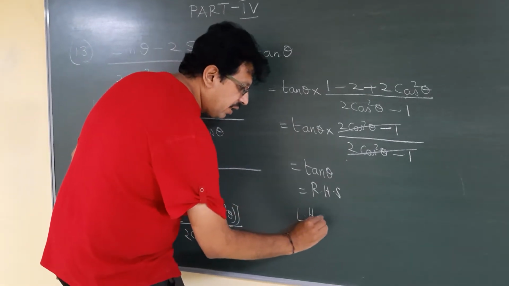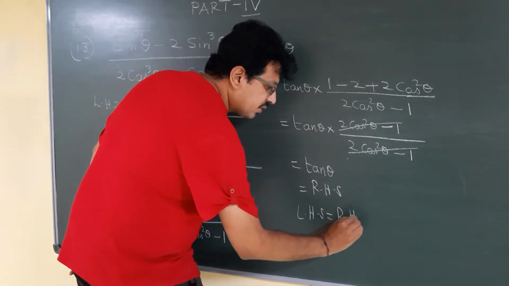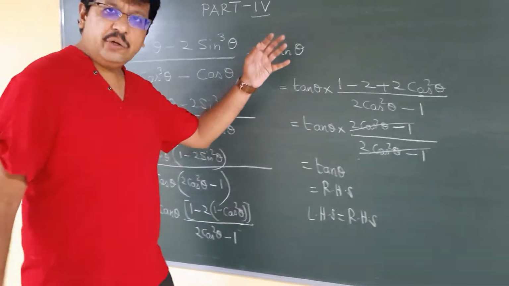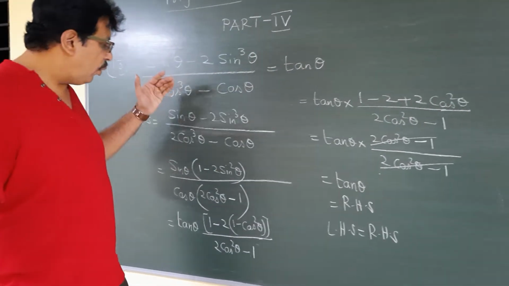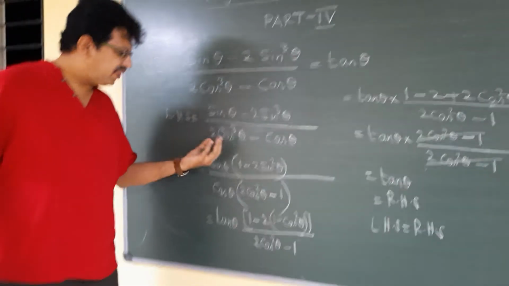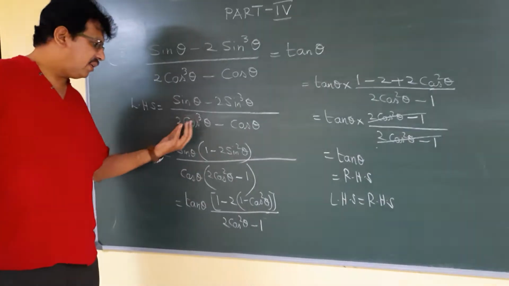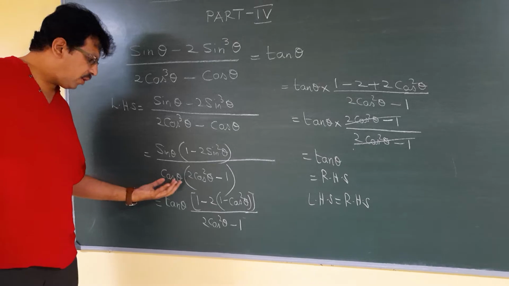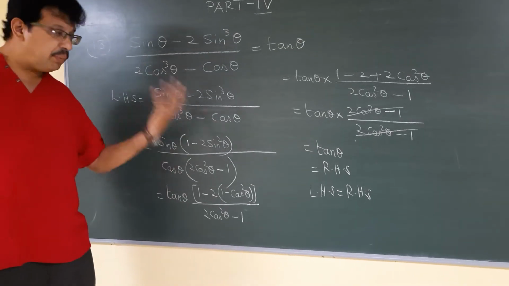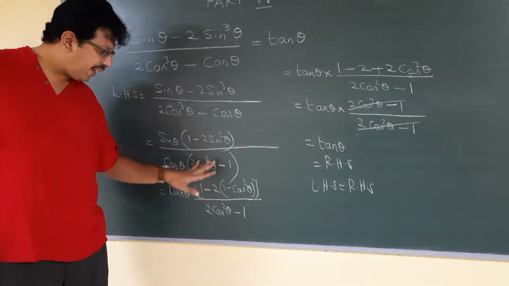So therefore LHS equal to RHS. So this is how we need to prove this sum here. See, you have to observe very carefully: the first step is taking sin theta as common, then cos theta in the denominator, sin theta by cos theta is tan theta.